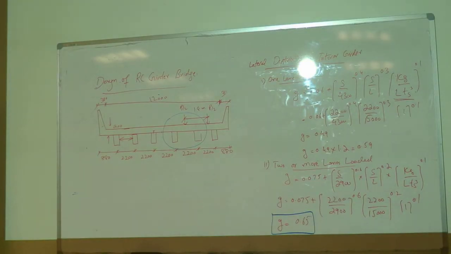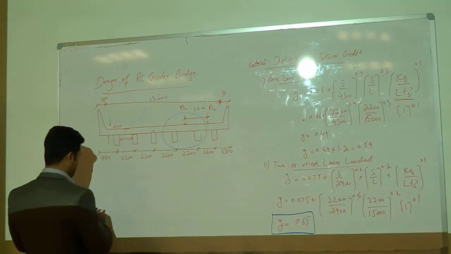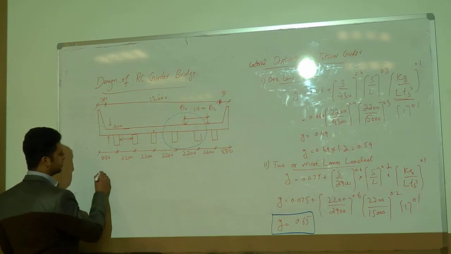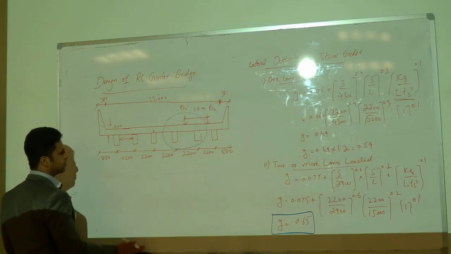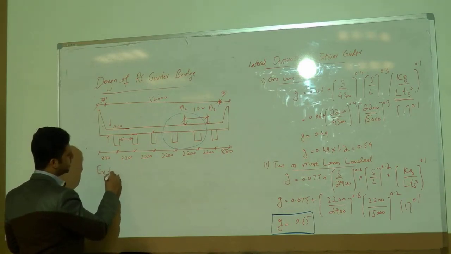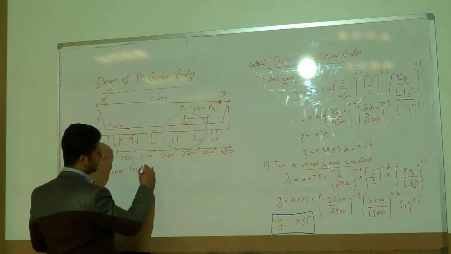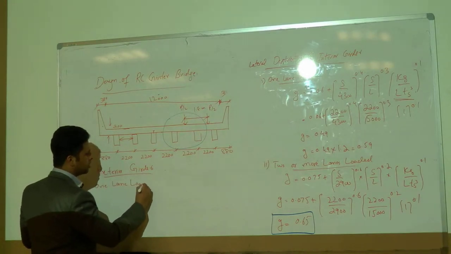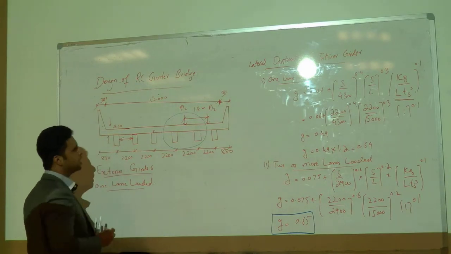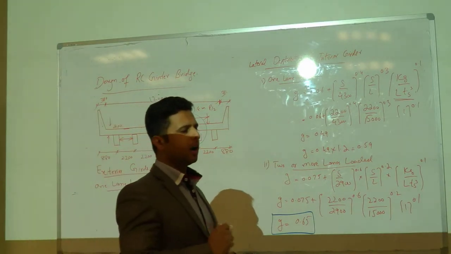Okay, for the exterior girder, let's do it now. For the exterior girder, the first case is one lane loaded. This is the case when one lane is loaded. So for one lane loaded, we have to use the lever rule. This is what I told you before. We have to use the lever rule.